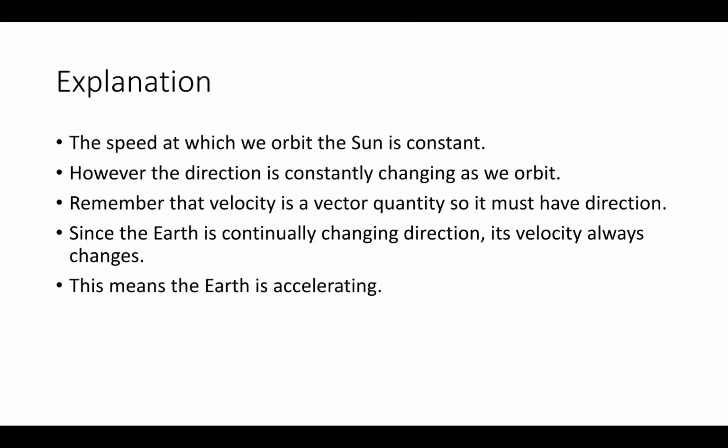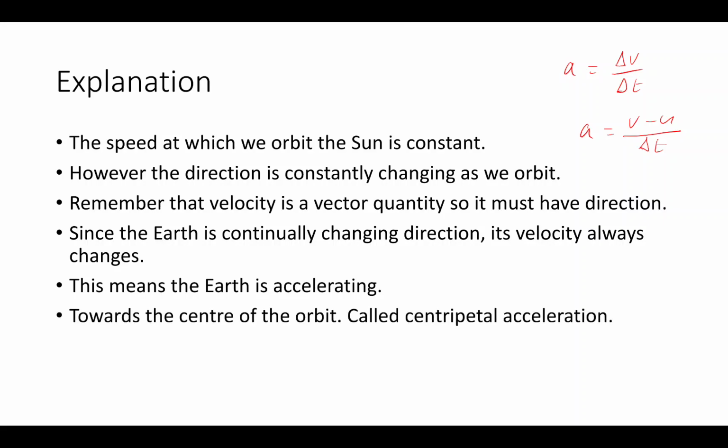So if you've got a change in velocity as you're moving through time, then acceleration is the change in velocity over the change in time. So you should have that equation: acceleration. You can either write that as change in velocity over change in time, or use v minus u, final minus initial, over time. If we've got a change in velocity, that means we're accelerating. And we are accelerating towards the centre of the orbit, and it's got a name. It's called centripetal acceleration.